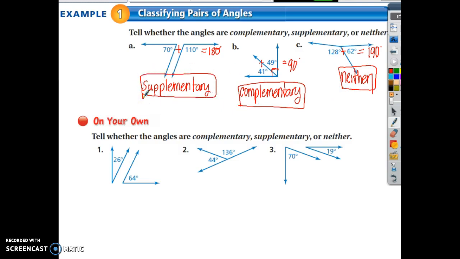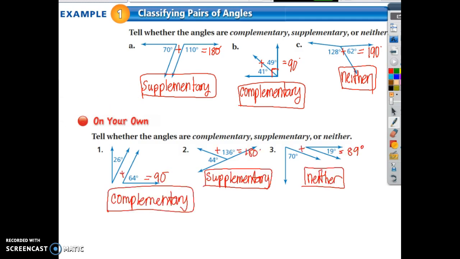Go ahead and take a moment to pause the video and try examples 1, 2, and 3 on your own. Finding the sum of these three, I find that the first has a sum of 90, so the angles are complementary. The second has a sum of 180, so they are supplementary. And the third has a sum of 89, making them neither complementary nor supplementary.